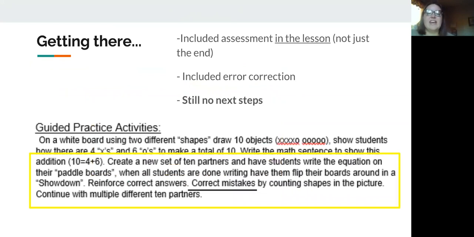And then getting there, this is a lesson plan for my SPED block. I included this because here I included assessment in the middle of the lesson. It wasn't just a piece I threw in at the end. It's in the middle of the lesson. So the intent was that it'll guide my instruction, but I really wasn't planning for that again. As you can see here in the lesson plan, I had, when all students are done writing, have them flip their boards over into showdown, reinforce correct answers, correct mistakes, but then just move on. So again, I did that assessment piece and I had them show me, do you get it, do you not? But I still didn't use that. I didn't do anything with that information. I just moved on to the next thing.